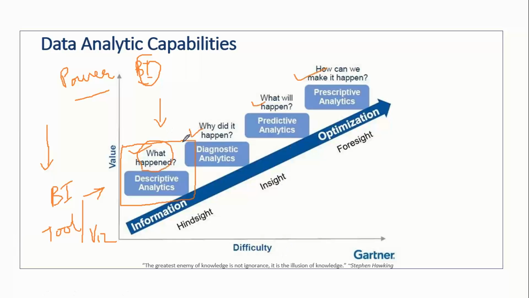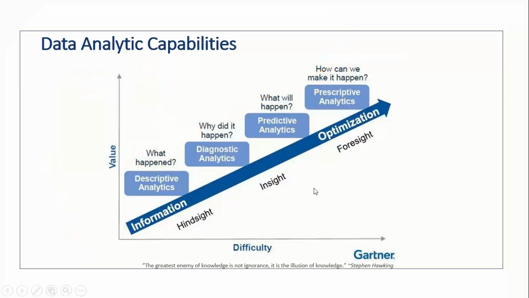Okay, so once the BI is done and you understand what happened, then you go to the step of why something happened, what will happen in the future, and how you can control what is going to happen in the future. That is something that comes under prescriptive analytics. So coming back to descriptive, this is where we will be exploring the capabilities of Tableau.